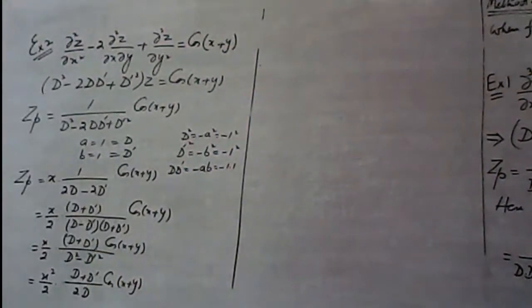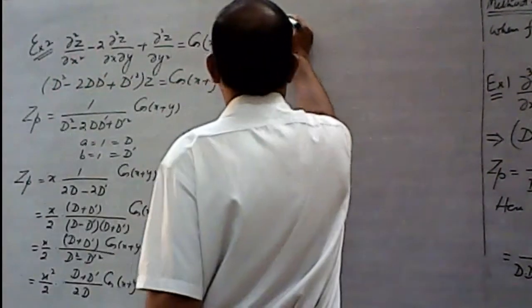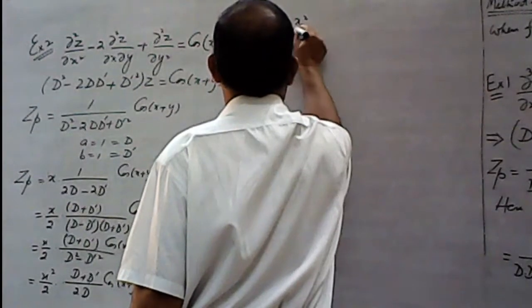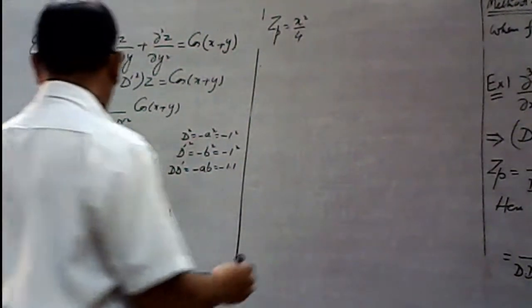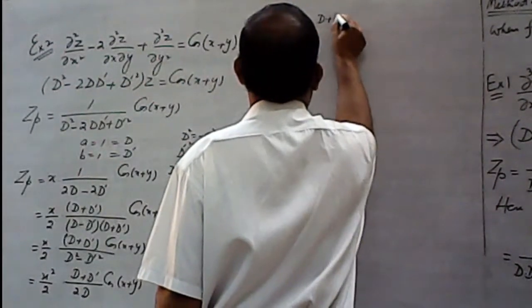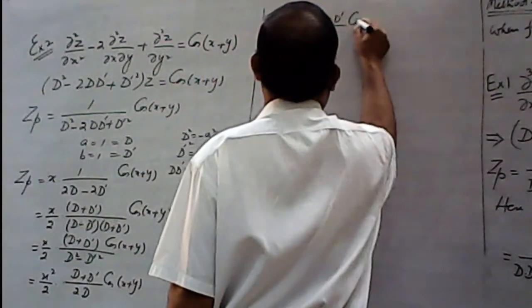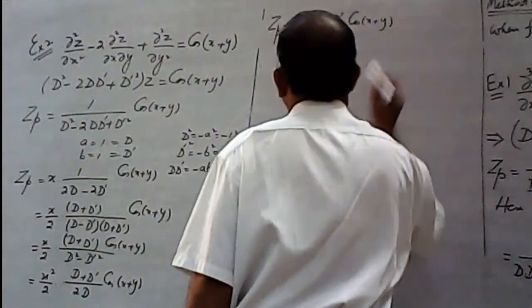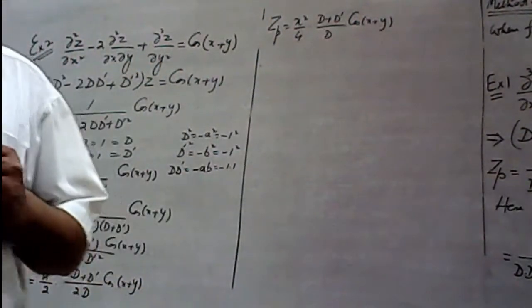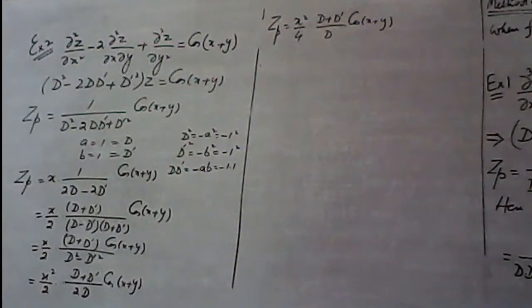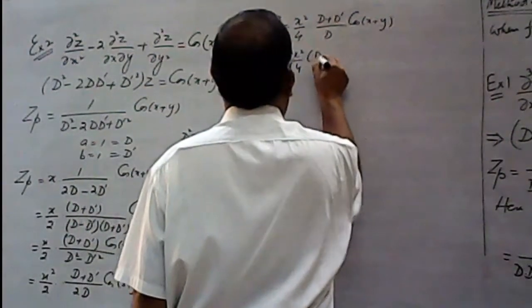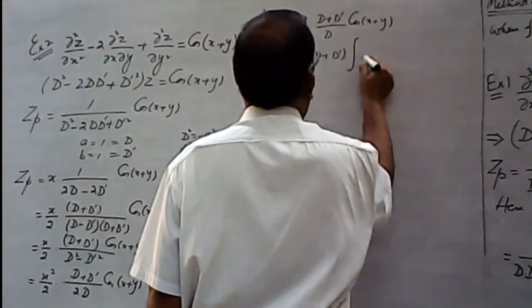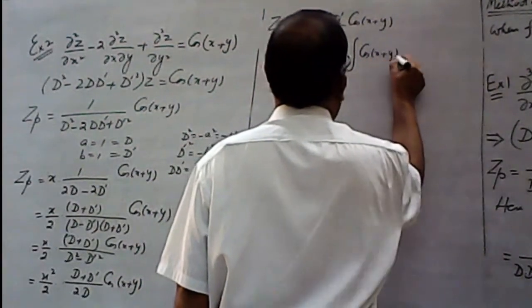So now I am writing the next step here, that is Zp is equal to x square by 4. 2 multiplied by 2 is 4, and then we have D plus D dash upon D cos of x plus y. Now we only have a linear D in the denominator, and if you remember I told you that 1 upon D means integral. So this is x square by 4 D plus D dash into integral of cos x plus y dx.